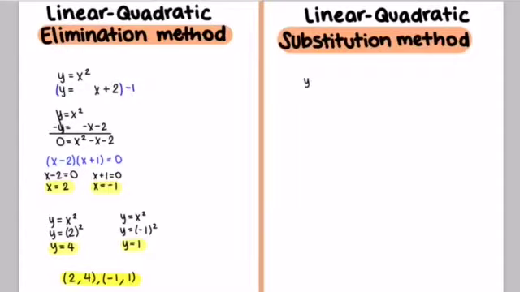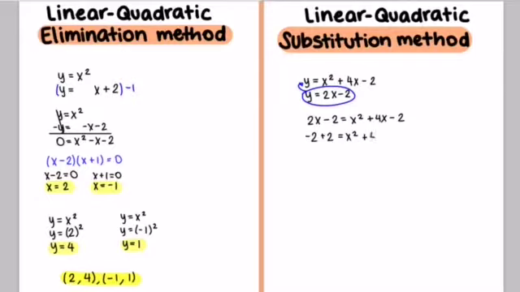Here we have y equals x squared plus 4x minus 2, and y equals 2 times x minus 2. Here, we're literally just going to substitute the y into the other y that we already have. So we're going to put it in one line: 2x minus 2 equals x squared plus 4x minus 2. Now we're going to pass variables to one side and numbers to the other. So minus 2 plus 2 is 0, and x squared plus 4x minus 2x equals x squared plus 2x.